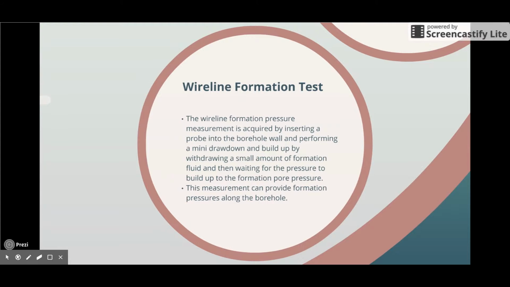The wireline formation pressure measurement is acquired by inserting a probe into a borehole wall and performing a mini drawdown and build up by withdrawing a small amount of formation fluid and then waiting for the pressure to build up to the formation pore pressure. This measurement can provide formation pressures along the borehole.